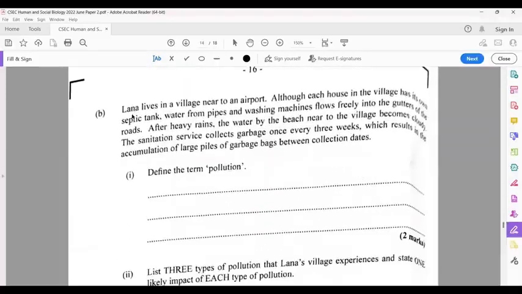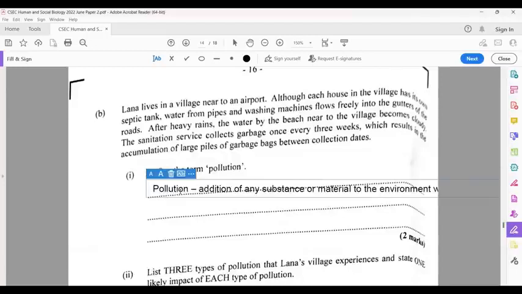We have a little paragraph here to read. Lana lives in a village near an airport. Although each house in the village has its own septic tank, water from pipes and washing machines flows freely into the gutters of the roads. After heavy rains, the water by the beach near to the village becomes cloudy. The sanitation service collects garbage once every 3 weeks, which results in the accumulation of large piles of garbage bags between collection dates. Define the term pollution.